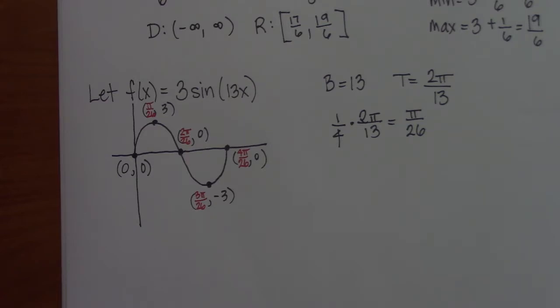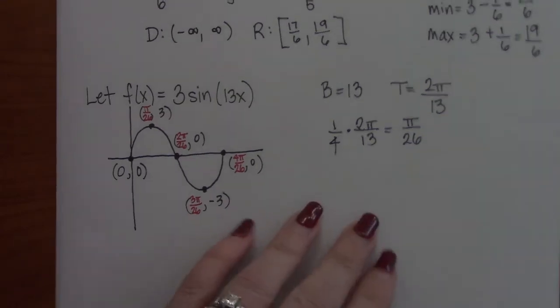Now, by this same token, if I randomly grabbed 1/3 of a wavelength, then you would divide the time period into thirds, and that would tell you how long it took. So whatever portion of the wave you grab, the portion of the time period matches that. All right, but when we're graphing, we're always going to split it into fourths because those are the 5 points that I want. All right, let's look at another one.